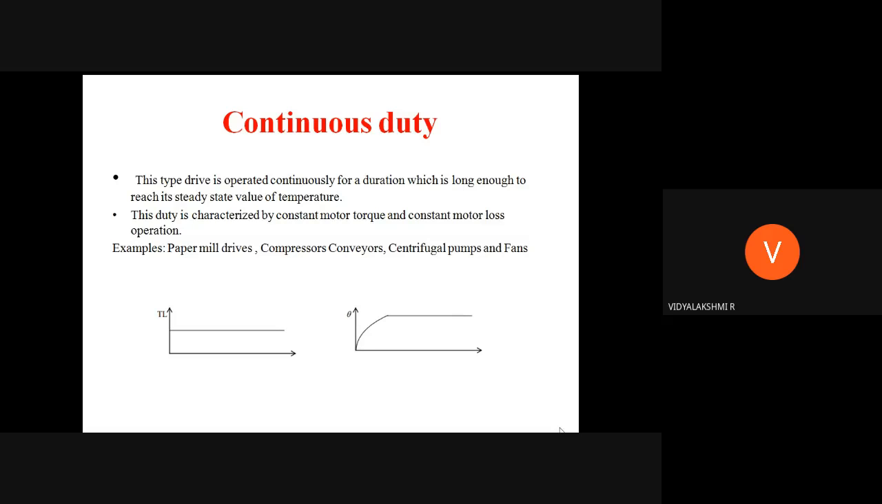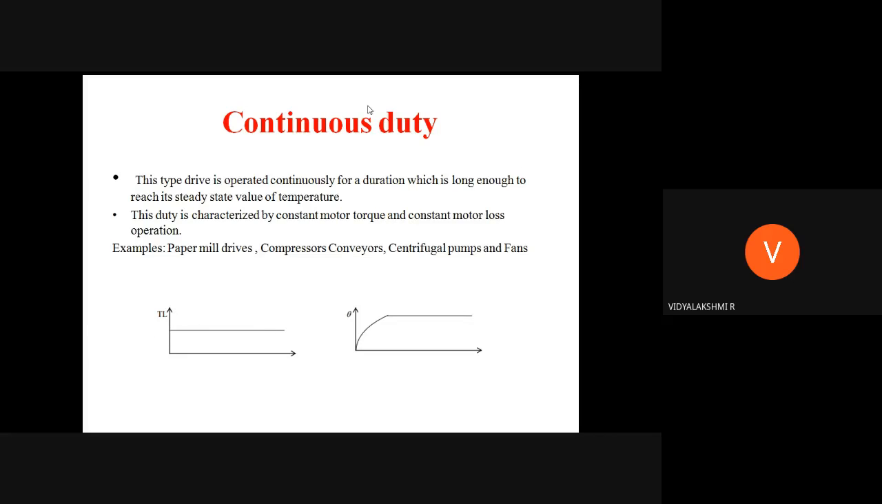This is called continuous duty, as nothing but electrical motor operation at a constant load torque for a duration long enough for motor temperature to reach the steady state value. Another name is constant torque drive. Here the T term is on the x-axis, and we can vary it with respect to time only. So the drive will operate continuously for a constant torque. TL is nothing but load torque.